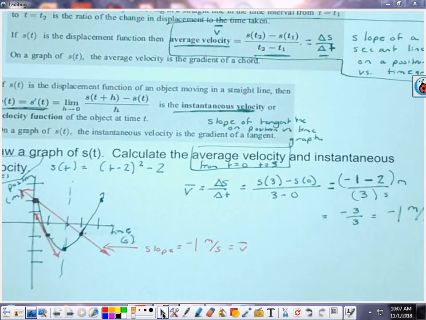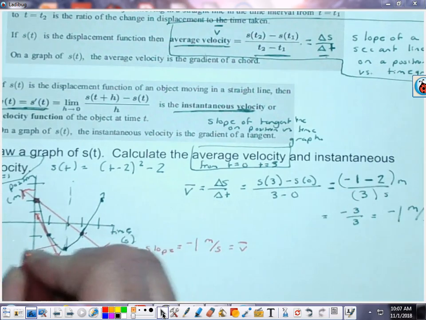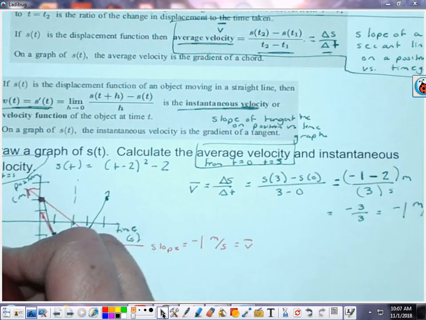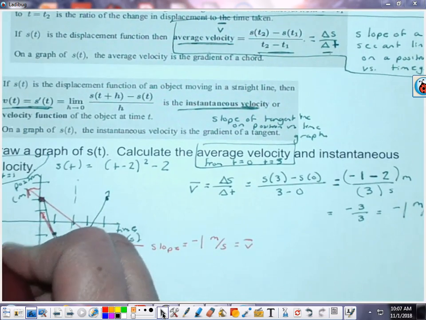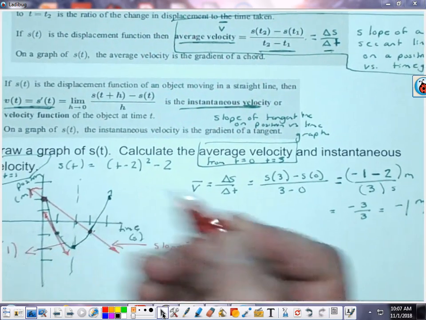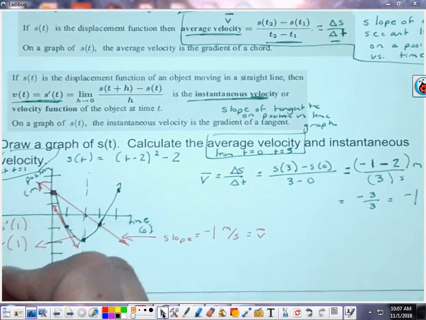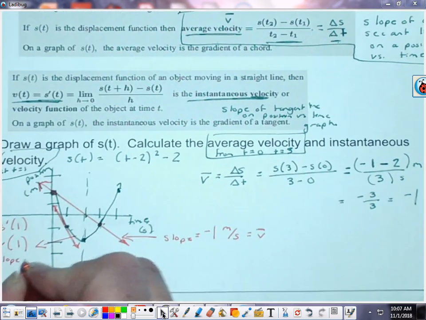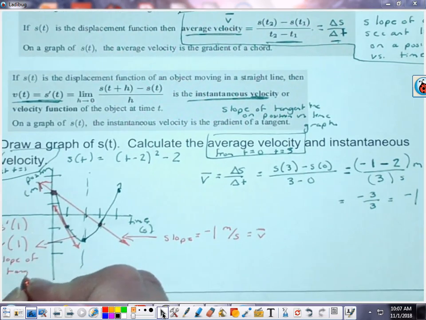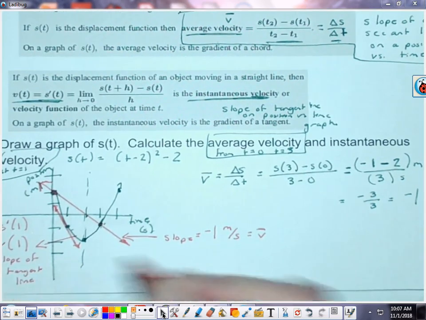Well, how fast are you going at that exact instant? Not an average over some period of time, but like if you were looking at a speedometer, how fast would you be going? Okay, and so this right here is going to be your velocity at 1. It's also s prime of 1. It's also the slope of a tangent line.